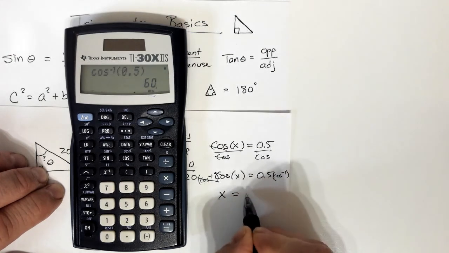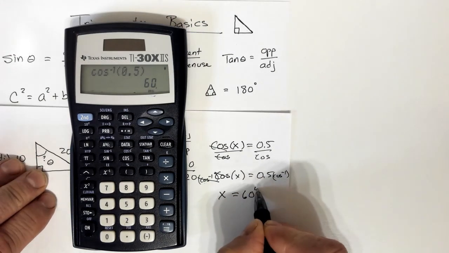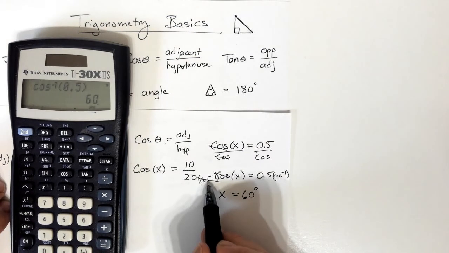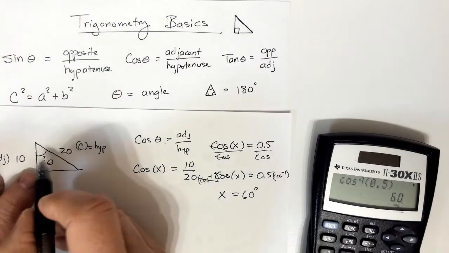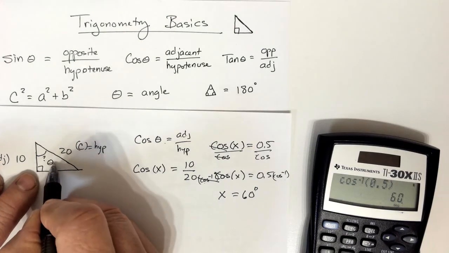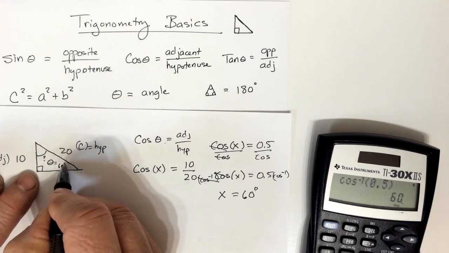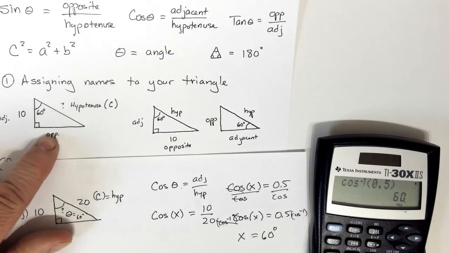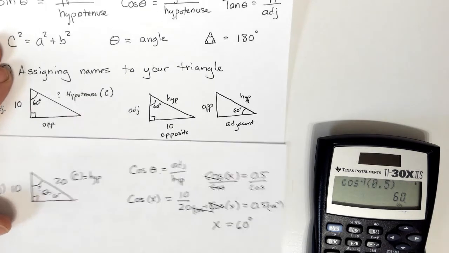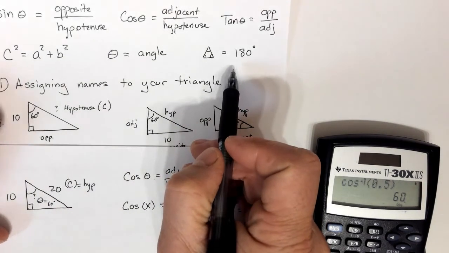So x is 60, and that's a degree. So whenever you use an inverse cosine, you are finding a degree answer. So it says this angle right here is 60 degrees. And we knew that because we've been starting off with that problem all along. Okay? Now, let's use this idea right here.